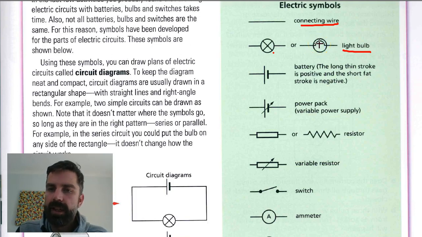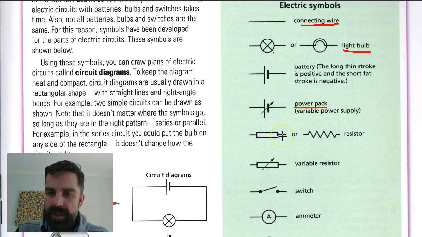semicircle inside of it. For a battery, we do a long stroke with a little short stroke next to it. The short stroke is negative and the big stroke is positive. For a power pack, like what you use in the laboratory, it's a very similar thing to a battery, but you put an arrow through it.